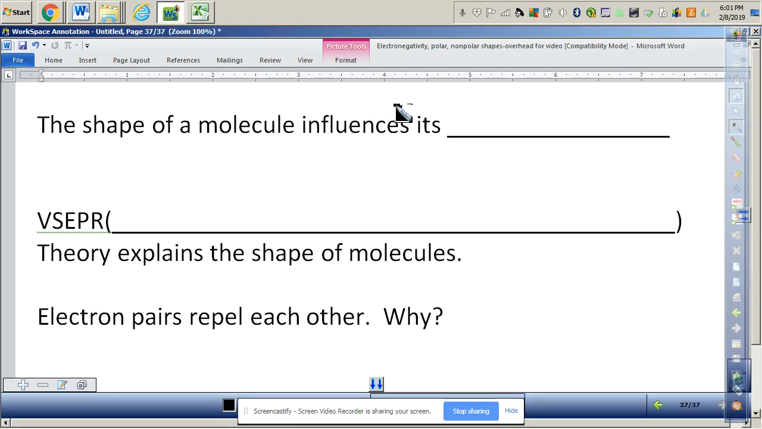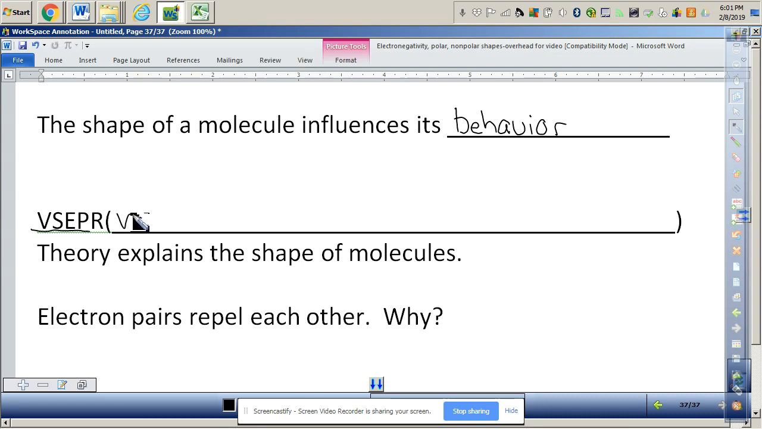Next, we're going to get into the shape of the molecule, and that's important because it's going to tell us a lot about its behavior. So once we learn how to draw it, we can determine if the entire molecule is polar or nonpolar. From there, we can determine the types of intermolecular forces. To do that, we use what's called VSEPR.